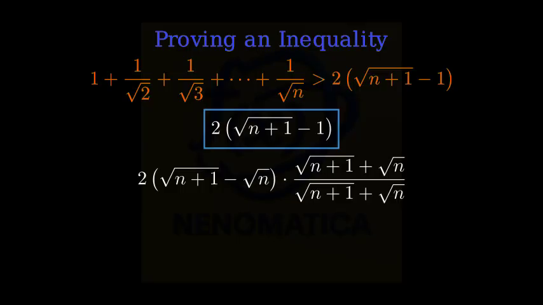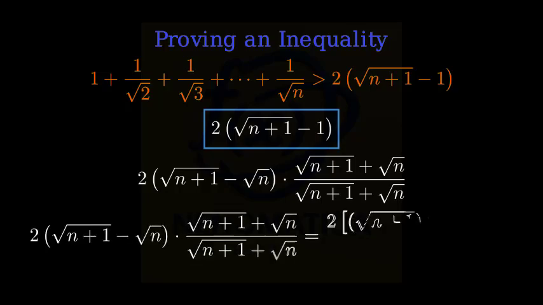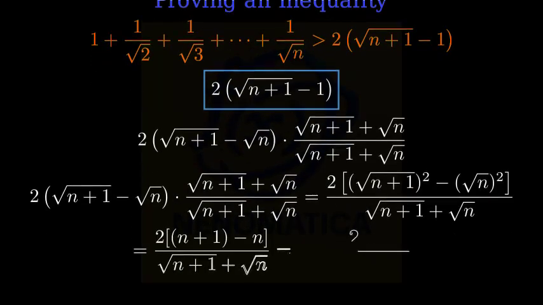Now, let's simplify this expression. In the numerator, we have 2 times the quantity square root of n plus 1 minus square root of n times the quantity square root of n plus 1 plus square root of n. When we multiply these terms, we get 2 times the quantity n plus 1 minus n. This simplifies to 2 times 1, which is just 2. So now our expression becomes 2 divided by the quantity square root of n plus 1 plus square root of n. Now, let's establish a chain of inequalities.